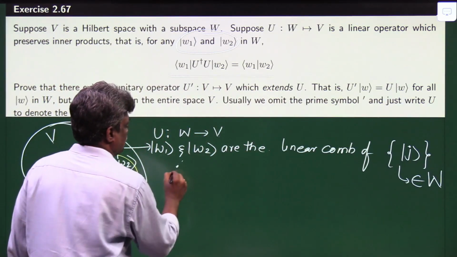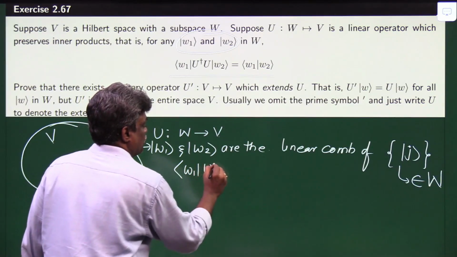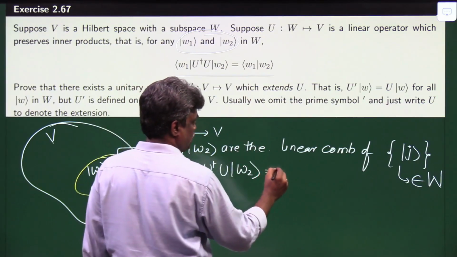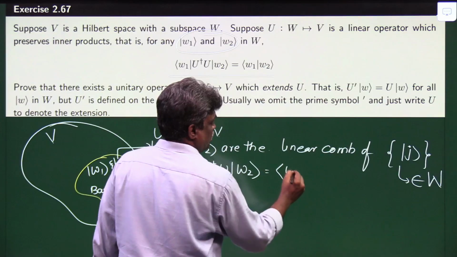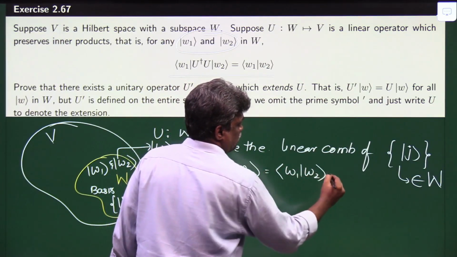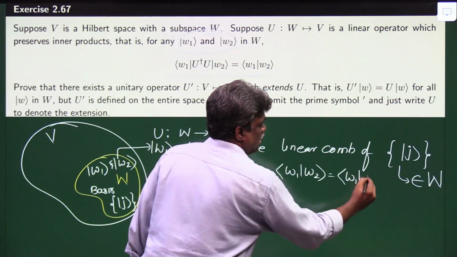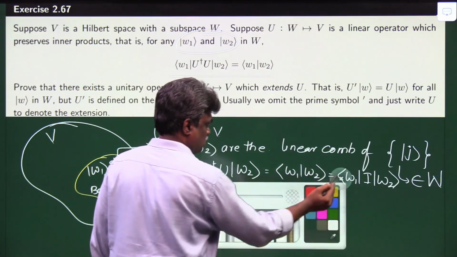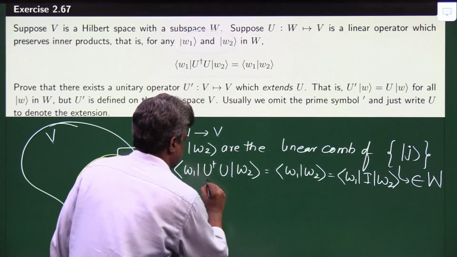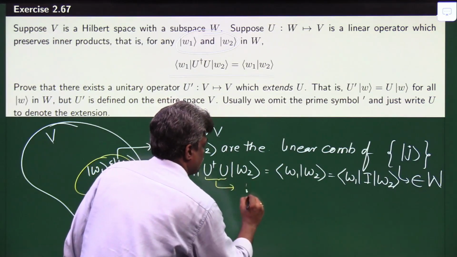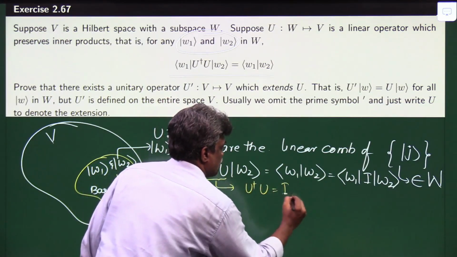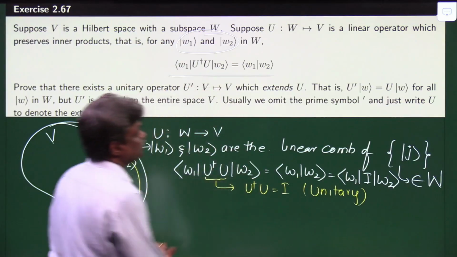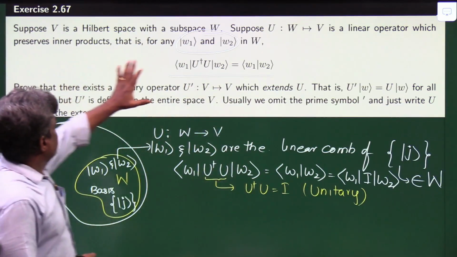This is straightforward. So W1, U dagger U, W2 is nothing but W1, W2, as they have given. So we can write this as W1 identity W2. So that means this is a unitary, of course. So this implies U dagger U equals I, which is unitary. Fine. Very nice. So I hope you understand up to this.